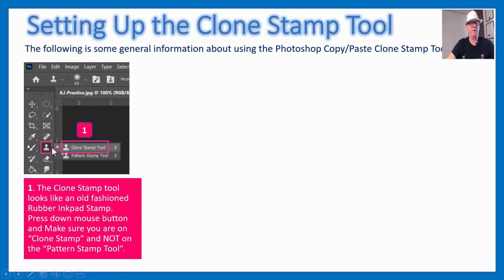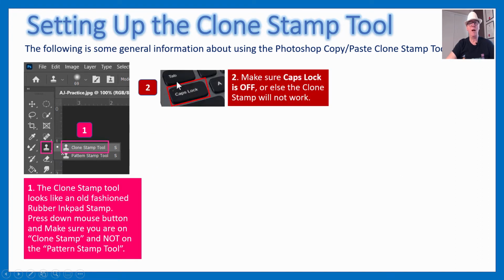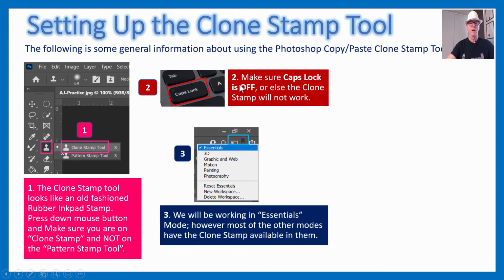And it's that one. Now, if you push down on that in Photoshop, there is also the pattern stamp tool. So make sure you're not on that. You'll soon see that weird things happen if you are. Sometimes our students are on pattern stamp instead of clone stamp, and they have problems with that. So the clone stamp, it looks like the old-fashioned rubber stamp. And then make sure caps lock is off on your keyboard. That's another problem. It's very easy to hit the caps lock key and have it turned on. If you do have caps lock turned on, the clone stamp will behave unusually and it'll be hard to use.